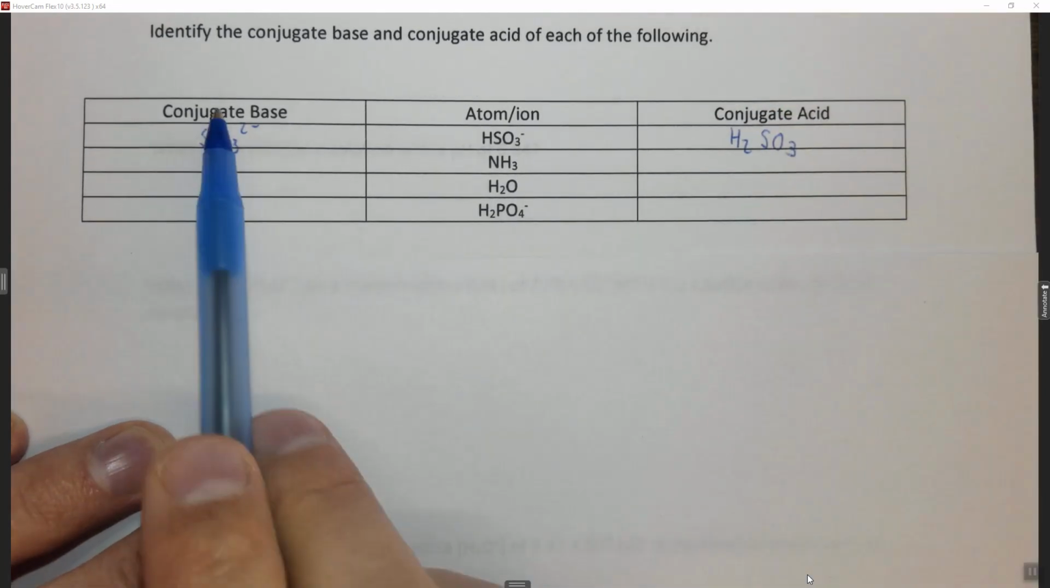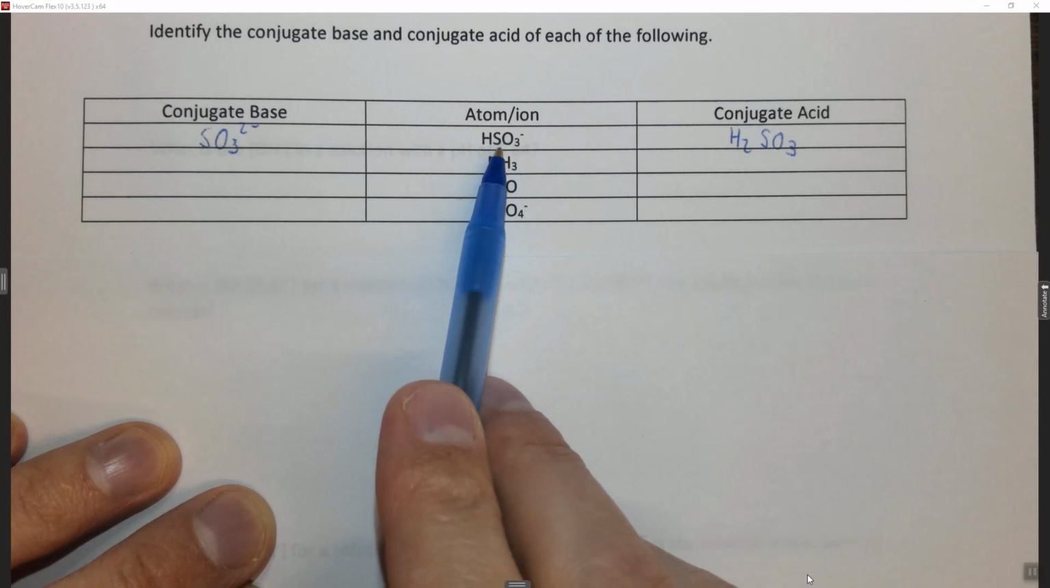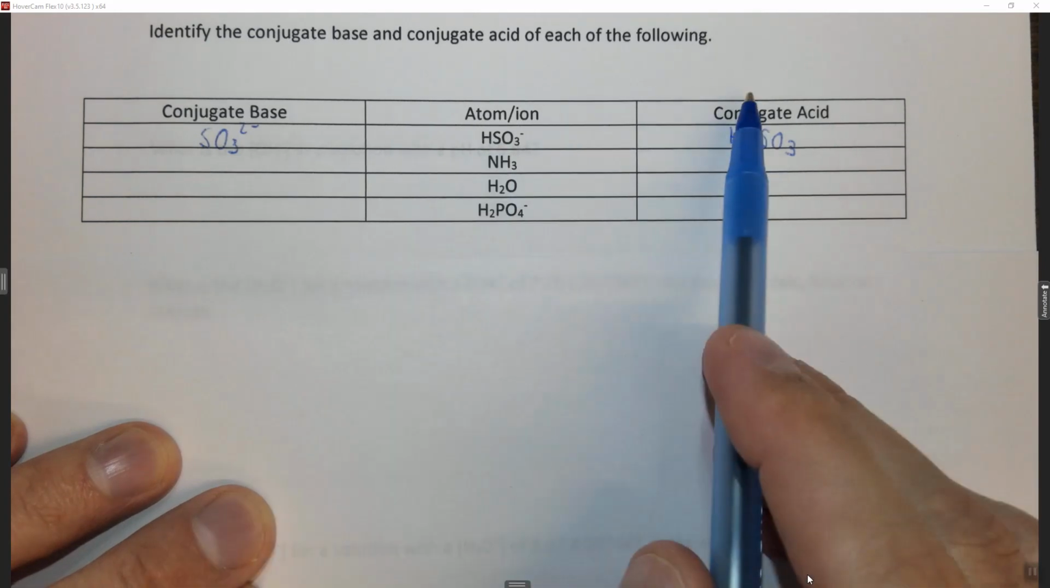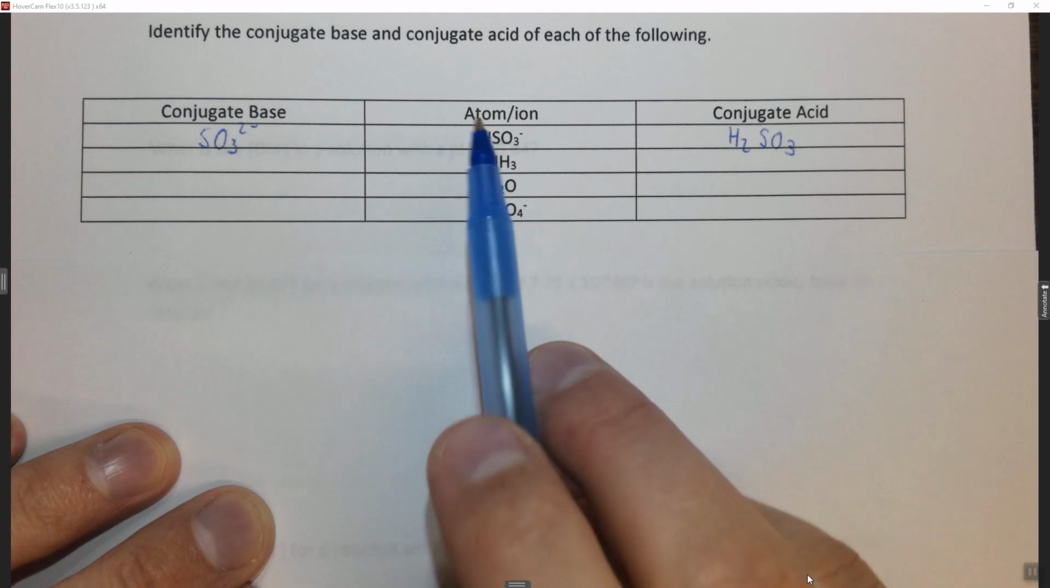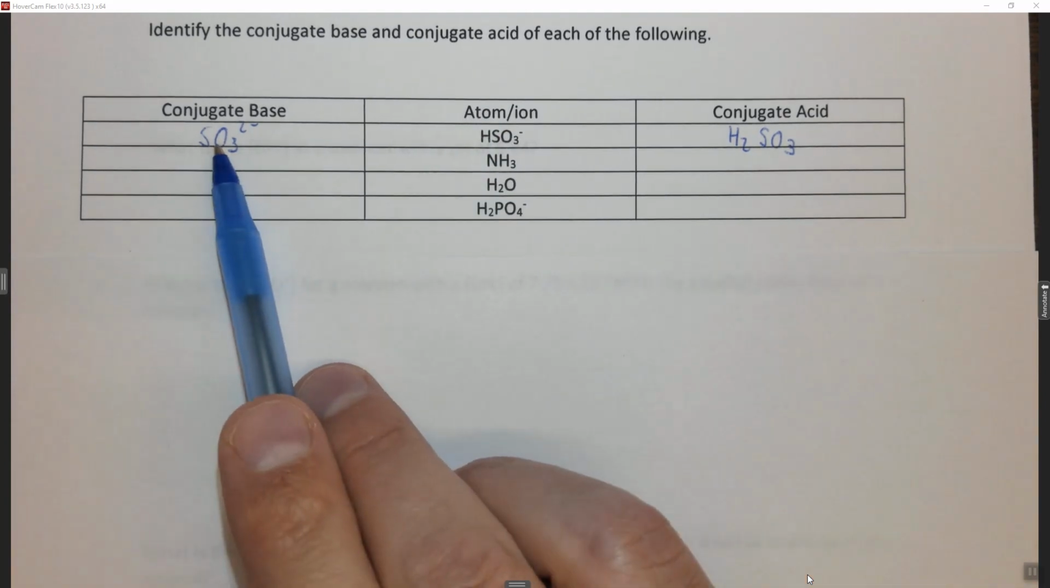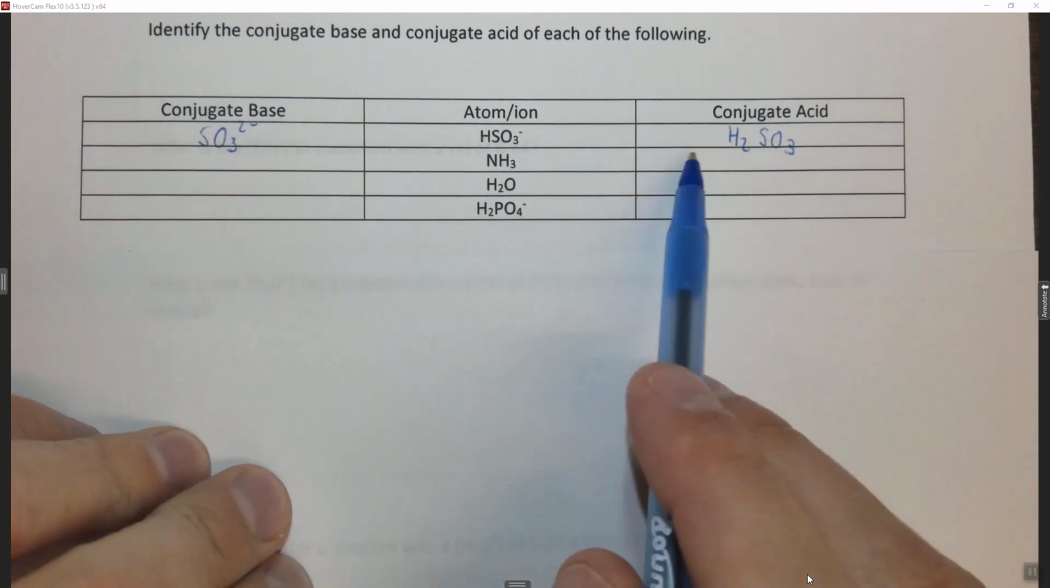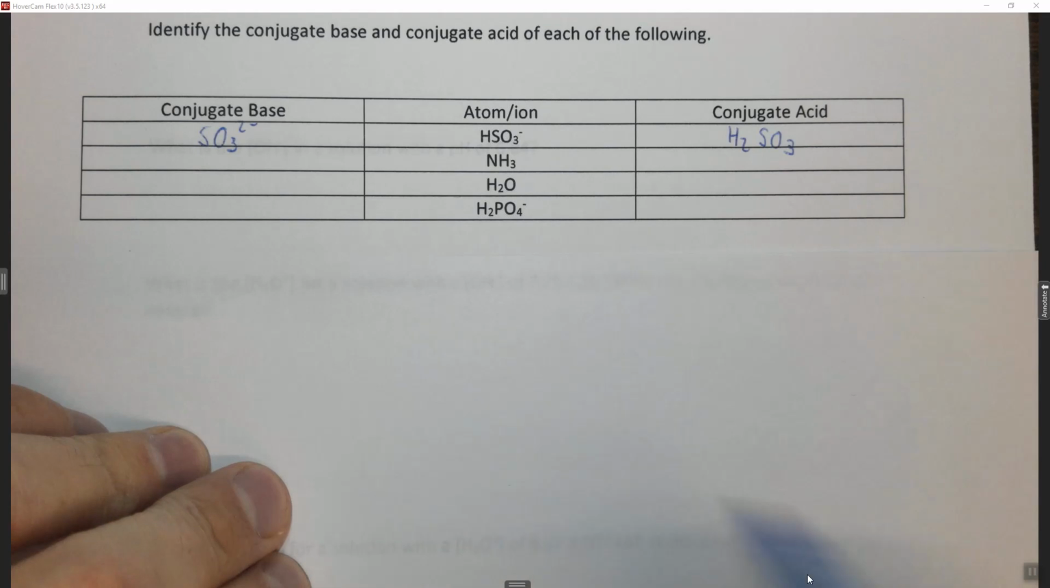So again, the conjugate base is formed when this acts like an acid and loses a proton. The conjugate acid is formed when this acts like a base and gains a proton. Remember that it's H+. So if it loses H+, it's now 2-. If it gains H+, it goes from minus to now neutral.